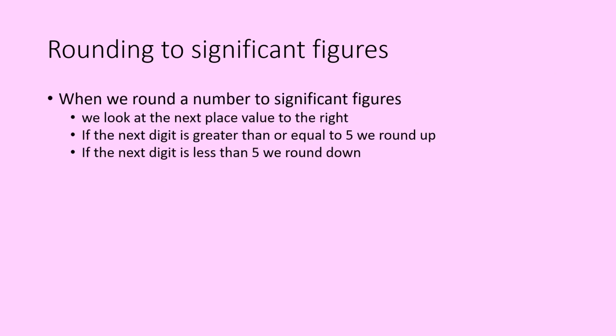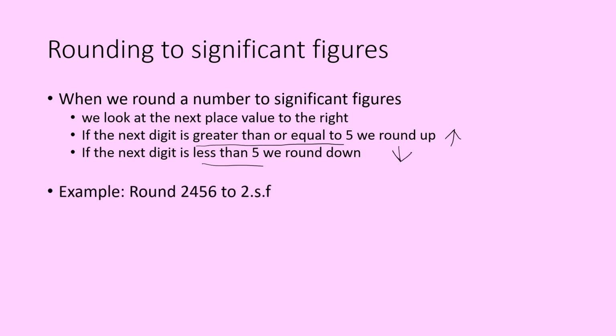When we round a number to significant figures, we look at the next place value to the right. If the next digit is greater than or equal to 5, we round up. If the next digit is less than 5, we round down.